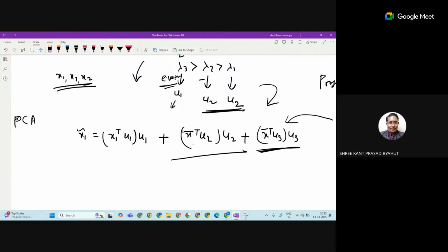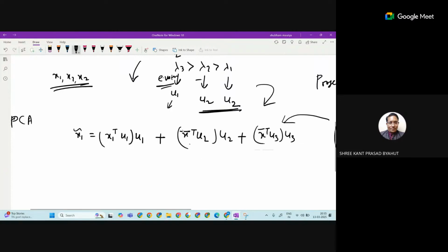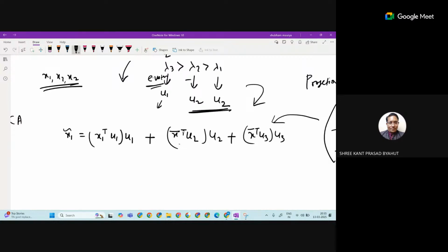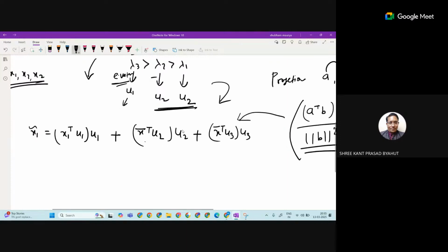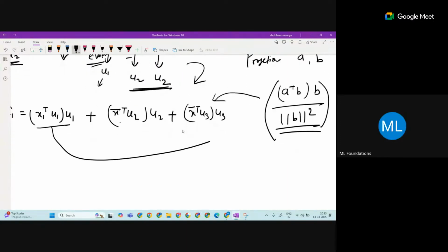Here, how is it correlated with the normal projection? In the normal projection of B onto A, this is the formula for that. So this is the main one. Here we are projecting on U1, the eigenvector with the maximum eigenvalue. The projection of X1 on U1. We are projecting X1 onto U1, using the formula for projection of B onto A.